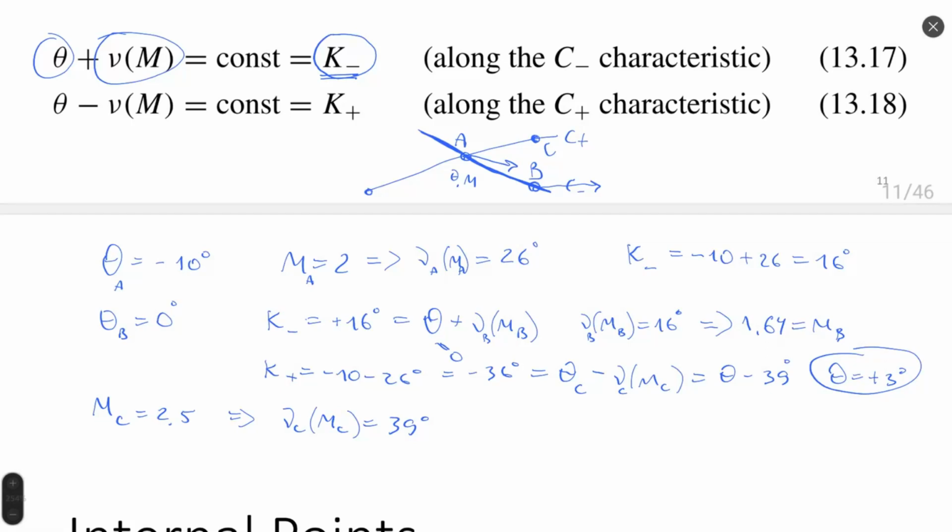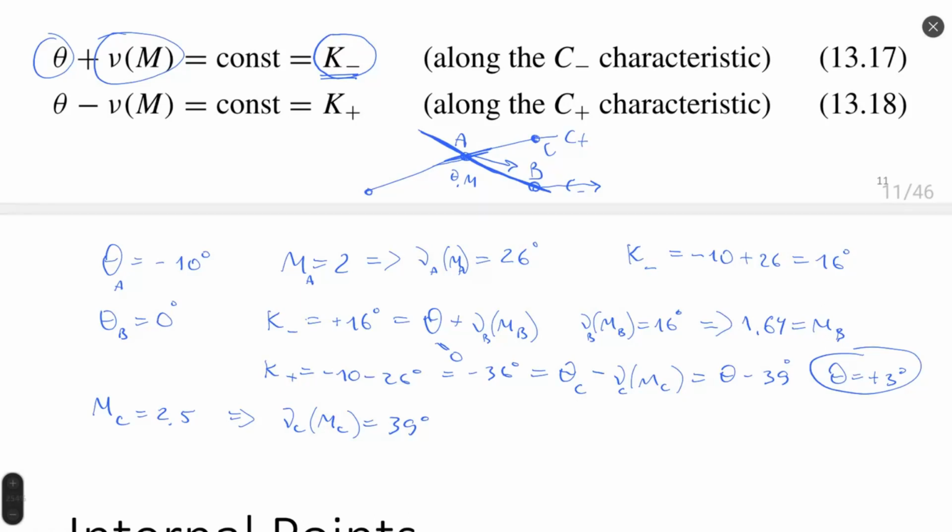And since characteristic lines intersect, at the point of intersection, values of flow properties would be absolutely the same for the left running and for the right running characteristic line. For example, at point A, for both characteristic lines, Mach number and direction of flow would be absolutely the same. Of course, K minus and K plus are different, but flow properties are the same. So we need the two lines intersecting.